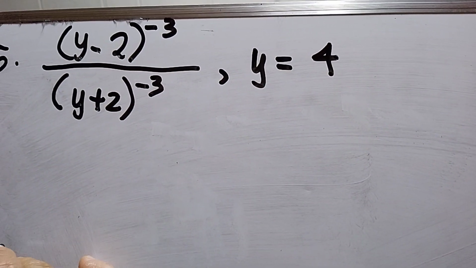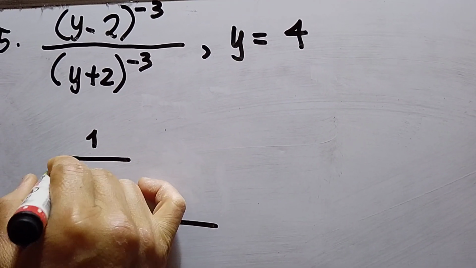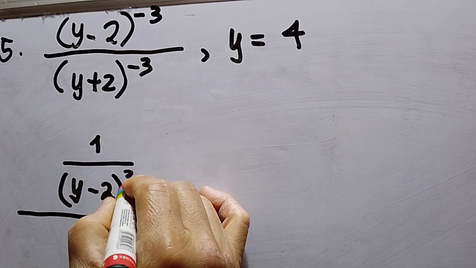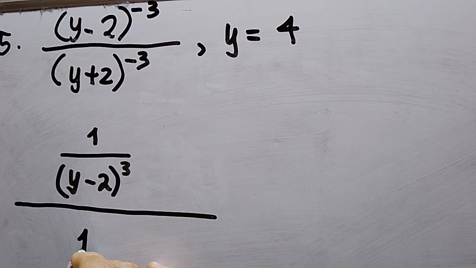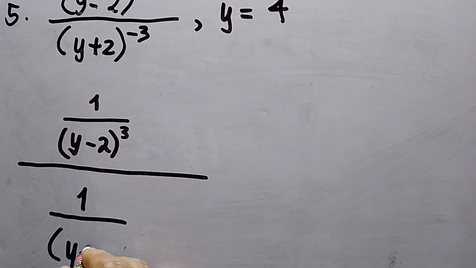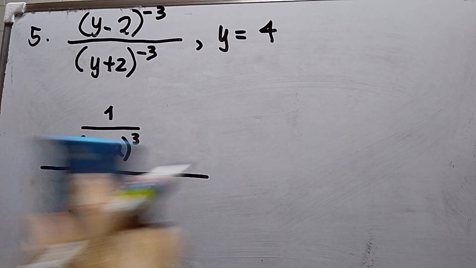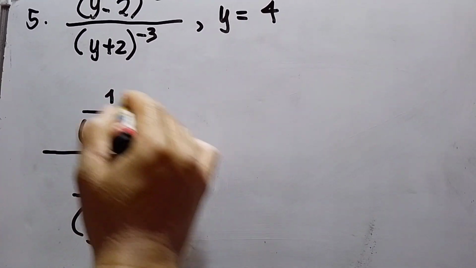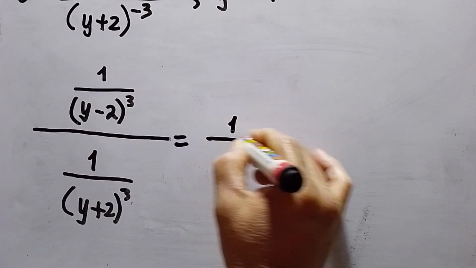So for the numerator, this will be 1 over round brackets y minus 2 raised to, this is positive 3. And then the same also in the denominator. So I will say this will be 1 over round brackets y plus 2 raised to the third power. Since this is a complex fraction, I need to simplify this one. So take note, this is the numerator and this is also the denominator. So I need to change this one.